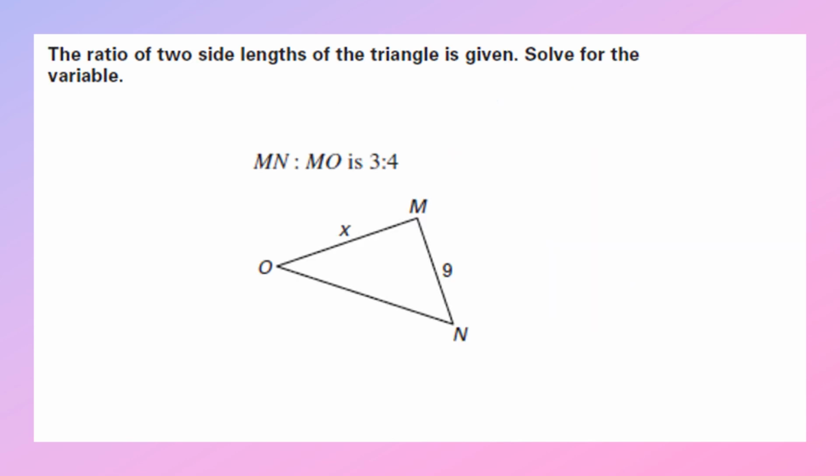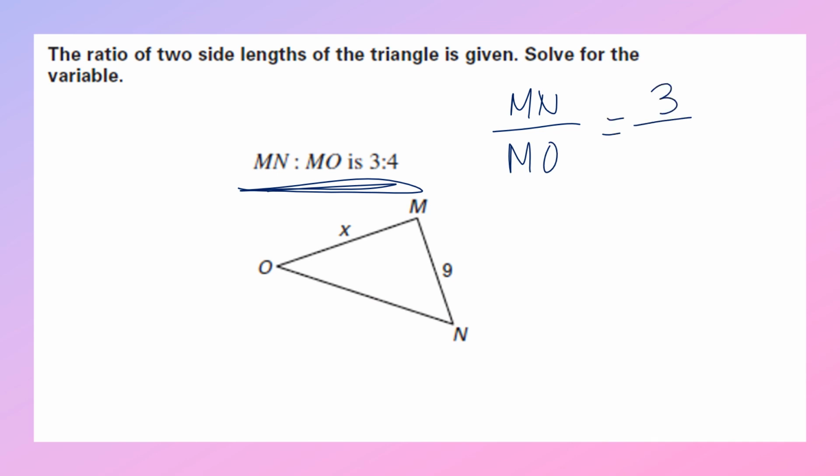For this one, sometimes it is a little bit hard for you guys to understand when it's written left to right like that. So I would write it like this instead. MN over MO equals 3 over 4. So now I'm going to do this. So MN is the same thing as 3, and then MO is the same thing as 4. So MN is this one here. MO is this one here.